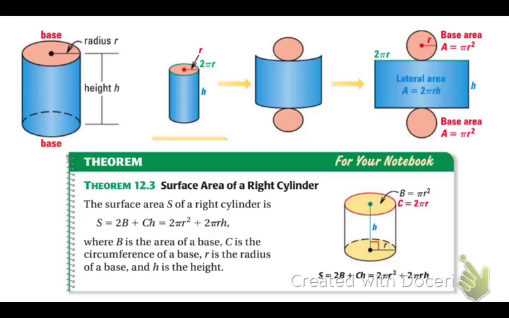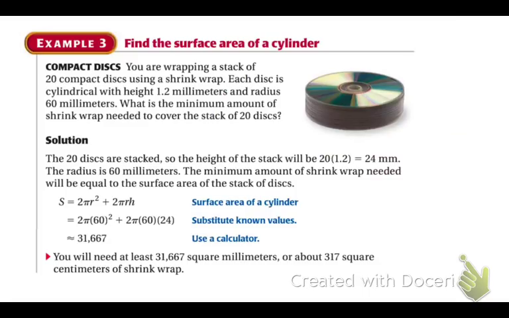Okay, so one more thing to learn in this section is the surface area of a right cylinder. So a cylinder is like a Coke can.